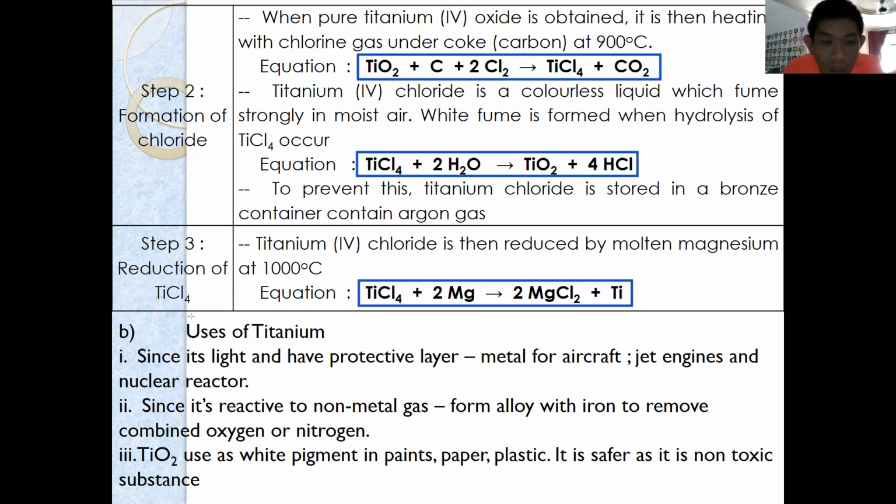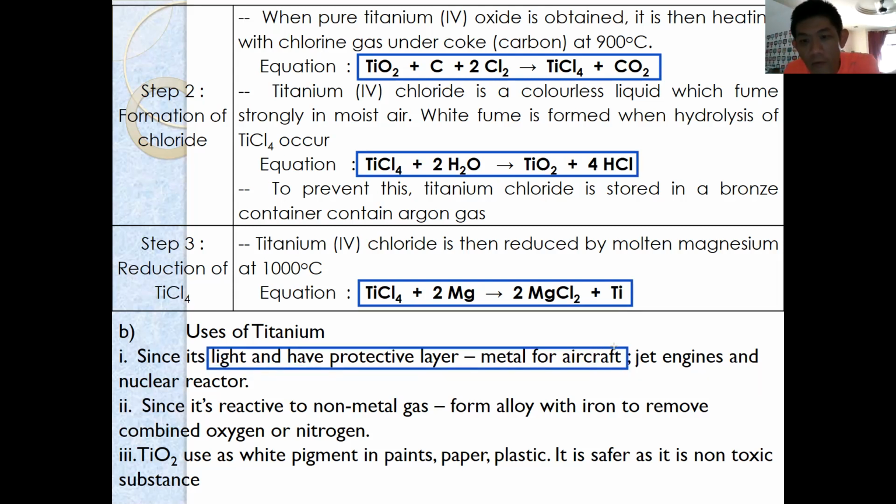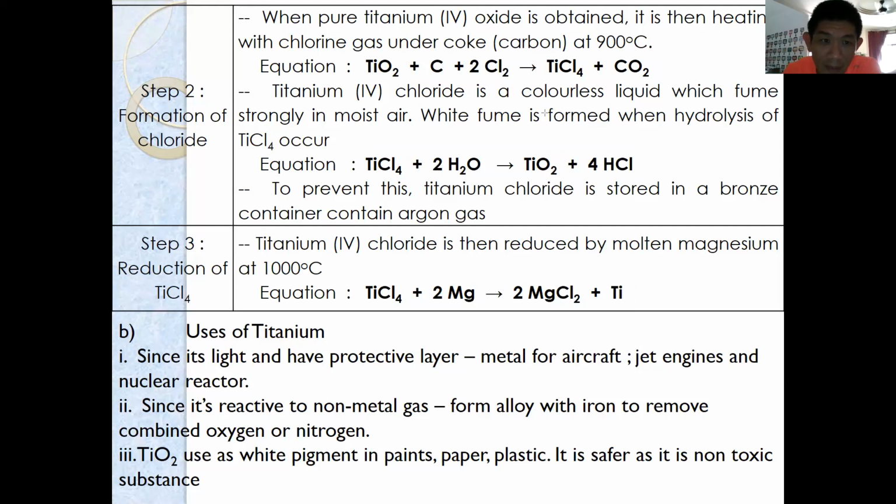Okay. So what are the uses of titanium? Since it is light and has a protective oxide layer, it is also used together as the alloy for aircraft and jet engines. It is also reactive to non-metal gases and therefore forms an alloy with iron to remove the combined oxygen and nitrogen. And then titanium oxide is often used in the pigment of paint, especially for white color paint. Okay, so that is for titanium.